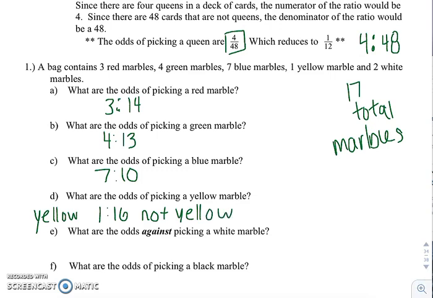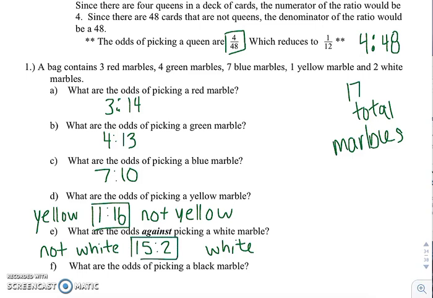So E says, what are the odds against picking a white? I really just figure out what the odds are in favor and then flip it. What it would be is not white to white. So the odds in favor of picking white would be 2 to 15. So the odds against are going to be 15 to 2. So 2 things. Pay attention to if it asks for odds or probability, and then if it's asking for odds, we have to pay attention, is it asking for in favor or against?